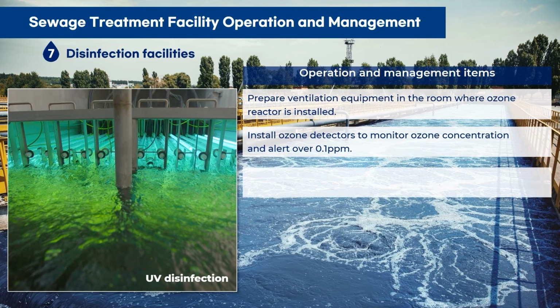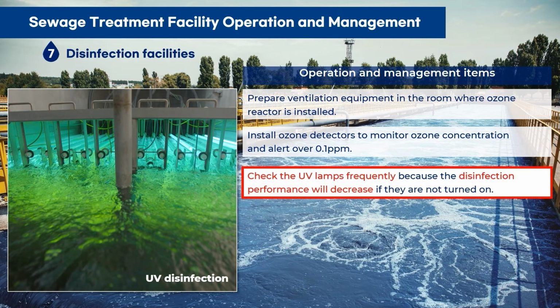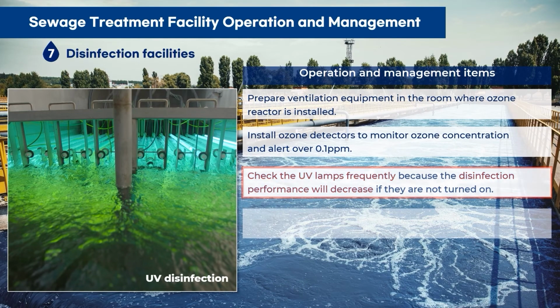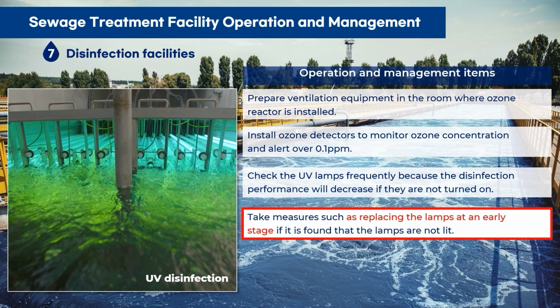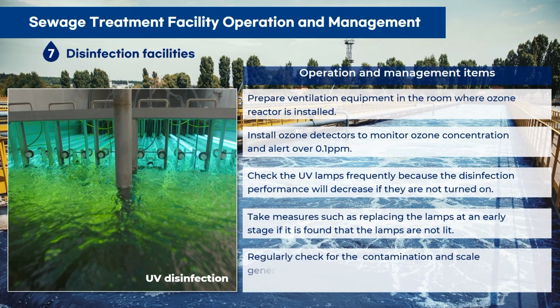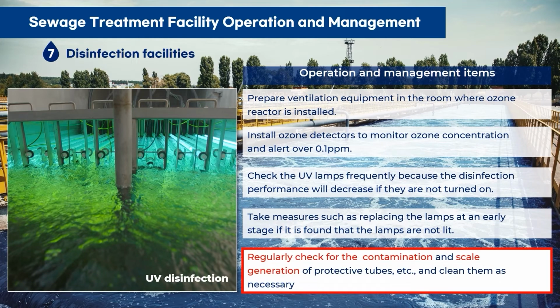For UV disinfection, you must check regularly that the light is on in order to increase disinfecting power. And if it is discovered that the lamp is not on, measures like early replacement of the lamp should be taken. It is also necessary to periodically check for contamination or scaling in guard pipes and to clean them if necessary.